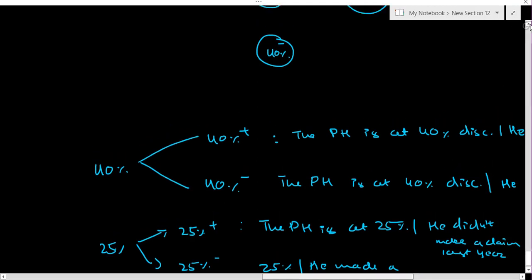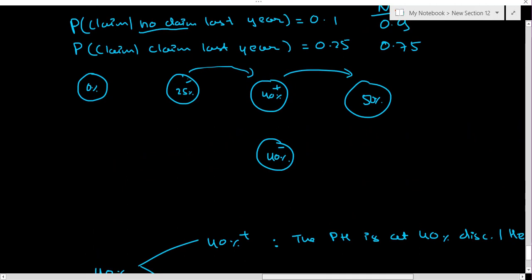So let's just try to see it now. What does this mean? I'll have two states now, 25% plus and 25% minus here. If you are at 25% plus this year, this means that you are at 25% level of discount and you did not make a claim last year. So you moved from 0% to 25% plus. And if you had made a claim last year, then you had moved from 40%, whatever the state you were in, to the state 25% minus. So these two states need to be split.